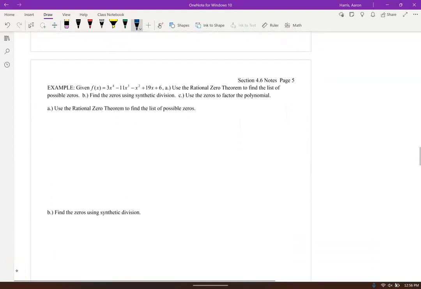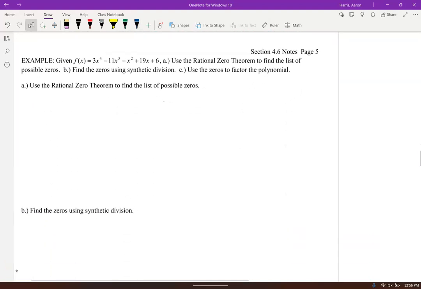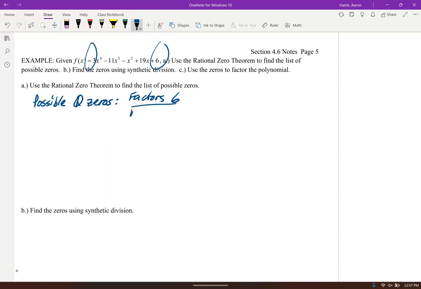All right, let's look at this next one. Similar process here. Number 1, let's list our possible rational zeros. So we have factors of the constant term on the end, the 6, factors of 6 over factors of 3.